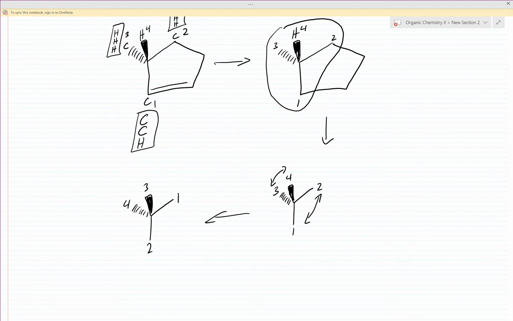Now that we have the 4th position in the back, I am able to erase it so that I could ignore it while I am drawing my circle to determine configuration. We will start at 1, go to 2, and to 3. This is a clockwise pattern, and just like before, clockwise equals R.